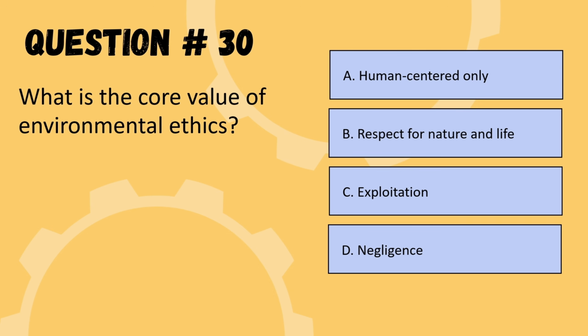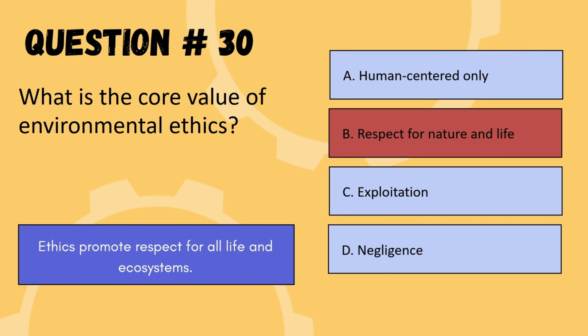Last question is what is the core value of environmental ethics? So options are human-centered only, respect for nature and life, and exploitation or negligence. So your correct option is option B, respect for nature and life. So in this unit, that's it.